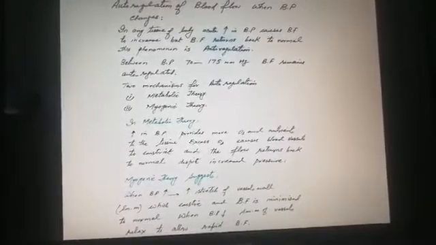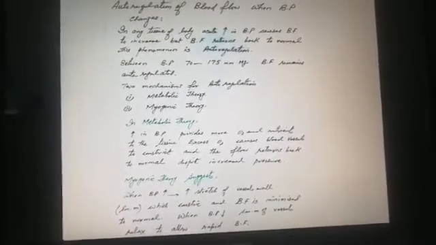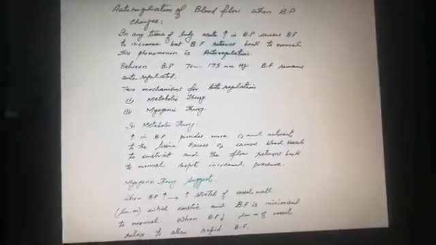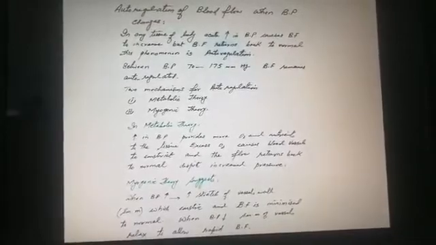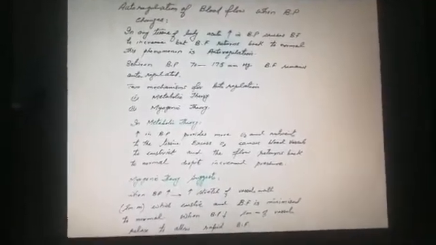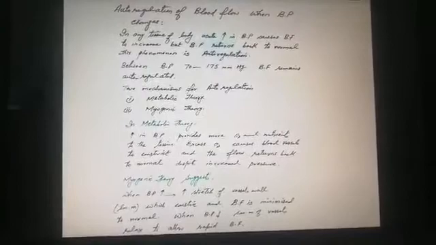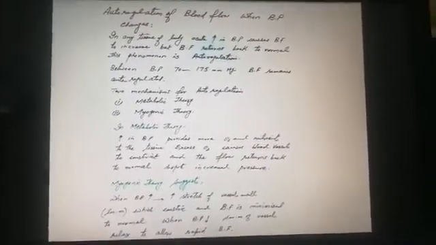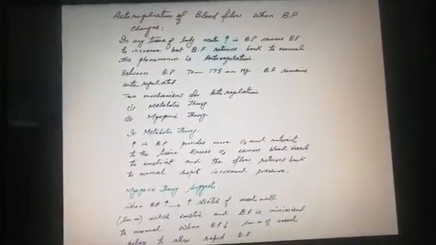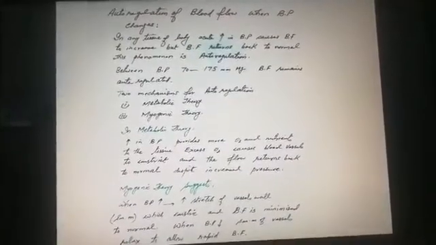Between blood pressure 70 to 175 millimeter of mercury, blood flow remains autoregulated. Two mechanisms for autoregulation are metabolic theory and myogenic theory. These two are very important, which autoregulate the local blood flow.